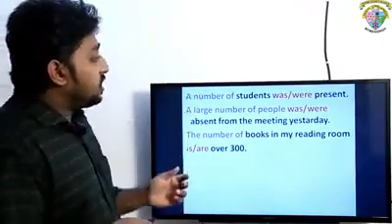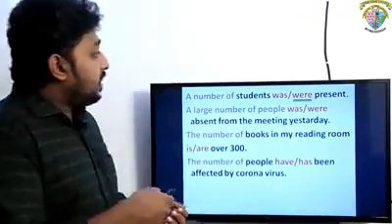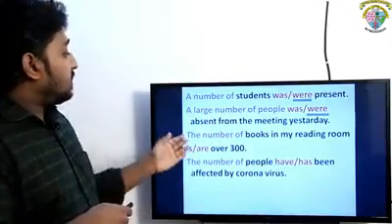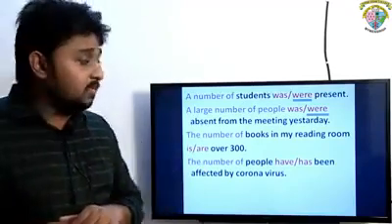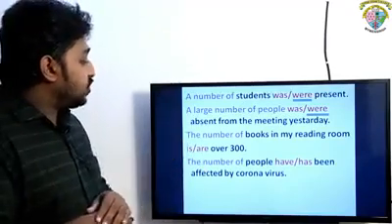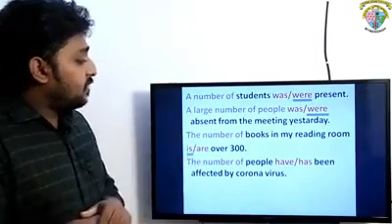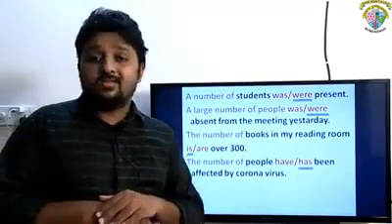So in the first one, clearly we have to use were, and in the second one we have to use were, and in the next third and fourth one we have to use a singular verb. So in the third one the answer should be is over 300, and in the last one the number of people has been affected by coronavirus.